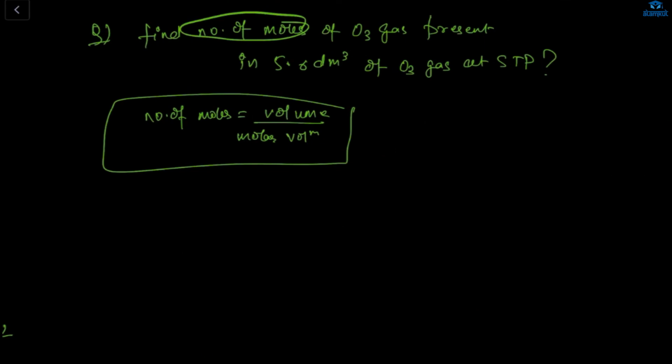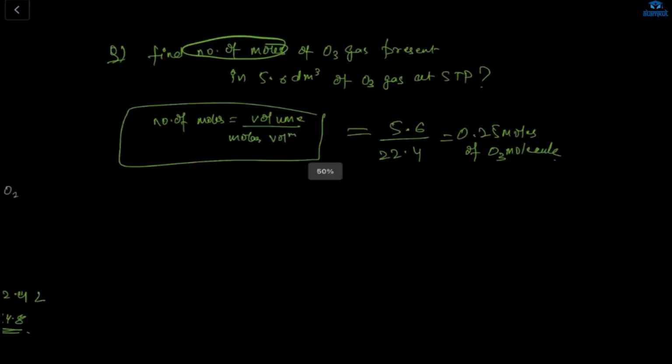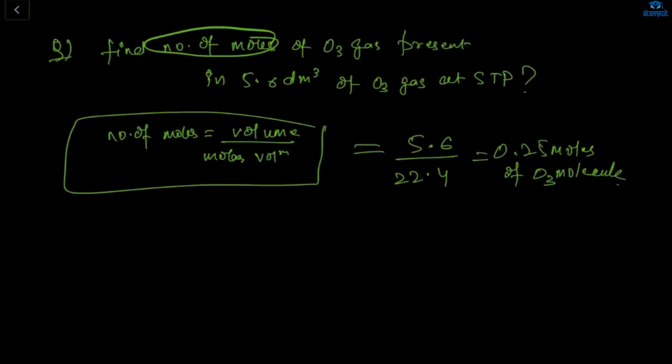Yes, Razi. Ma'am, can I tell? No, Razi, your voice is not audible. Maybe some network issue. Ma'am, it will be 5.6 divided by 22.4, which is equal to 0.25. Yes, correct. Moles of O3. Okay. Razi, you got this? Arham, you got? Yes, ma'am, I got the same. Okay. Razi, are you there? Yes, ma'am.